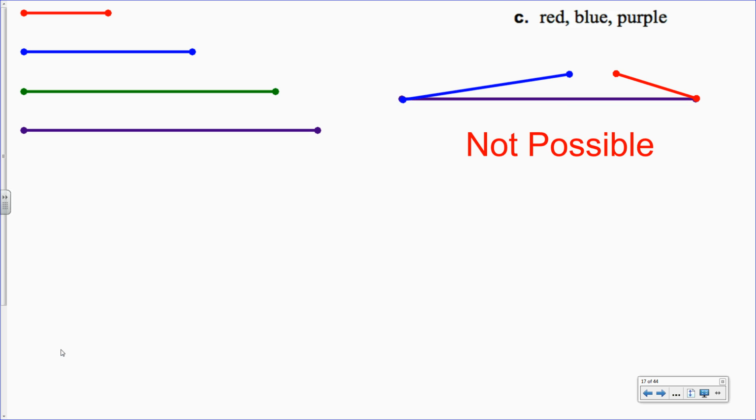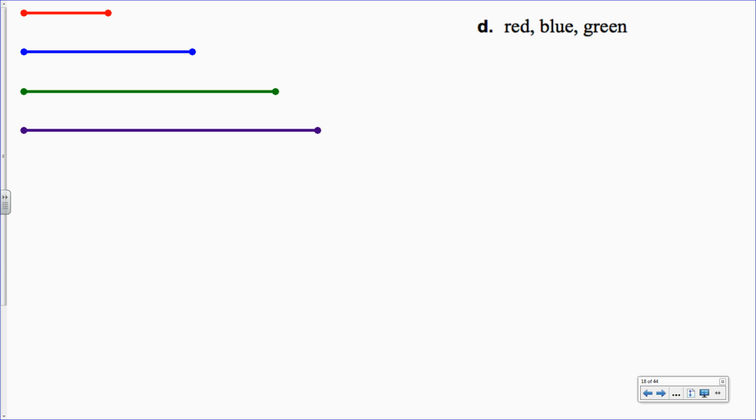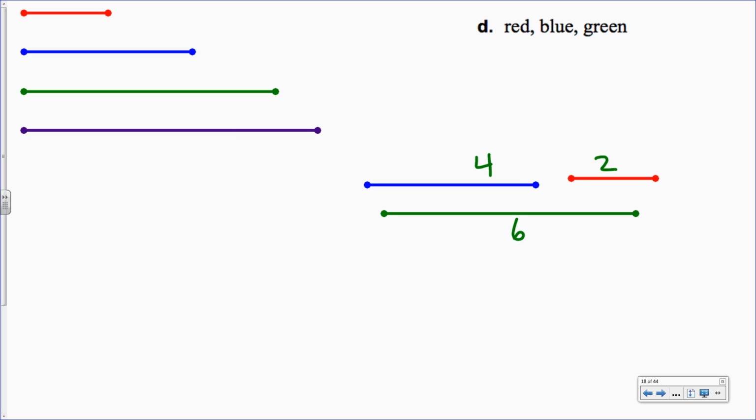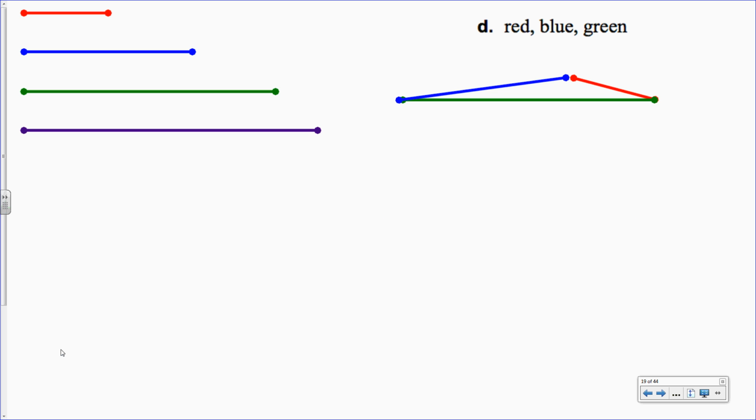Let's look at one last one. What if I do red, blue, and green? So green's going to be my longest one. And I've got a blue, and I've got a red. Now let's just think about these lengths for a minute. The green one is 6, the blue is 4, and the red is 2. Well, 2 plus 4 is 6. So I actually have two lines that add up to the same length as the third. When I connect the endpoints, as you take these two ends and bring them down, they're not going to actually touch until they're right on top of that line. So if the two smaller ones, which are 4 and 2, add up to exactly the bigger one, it's not going to work.